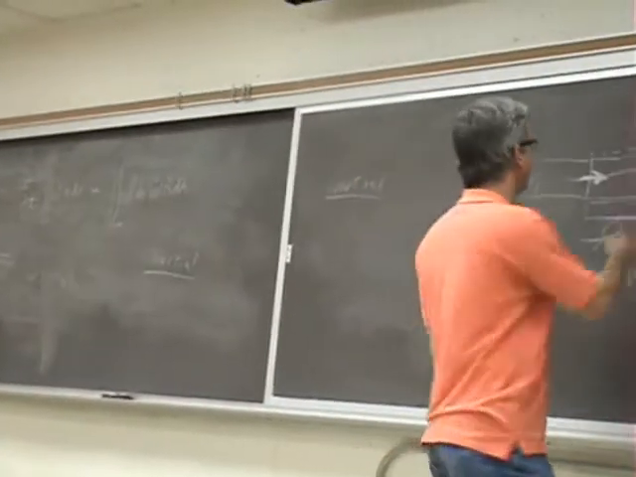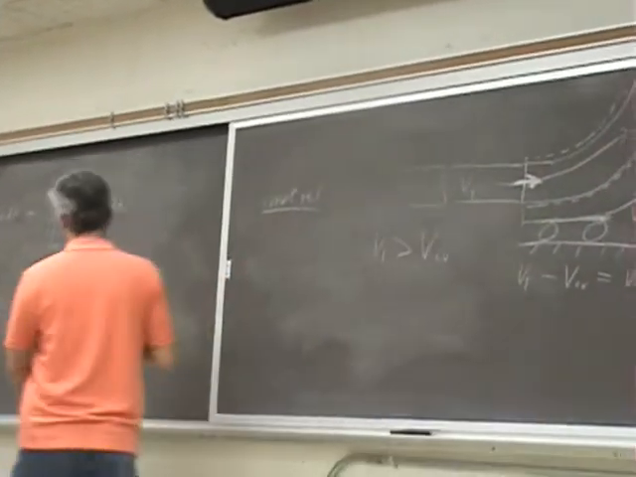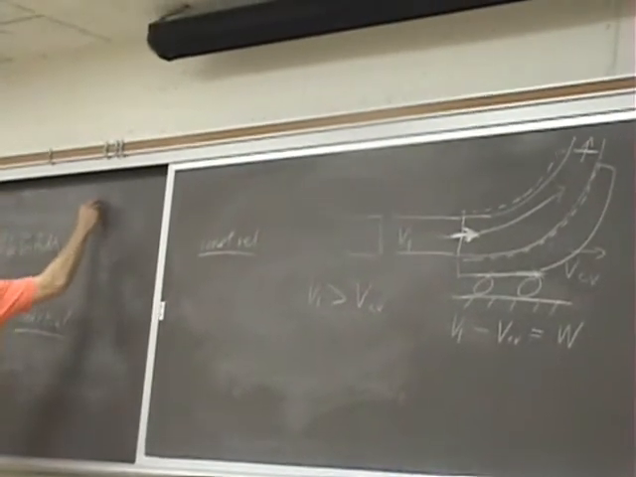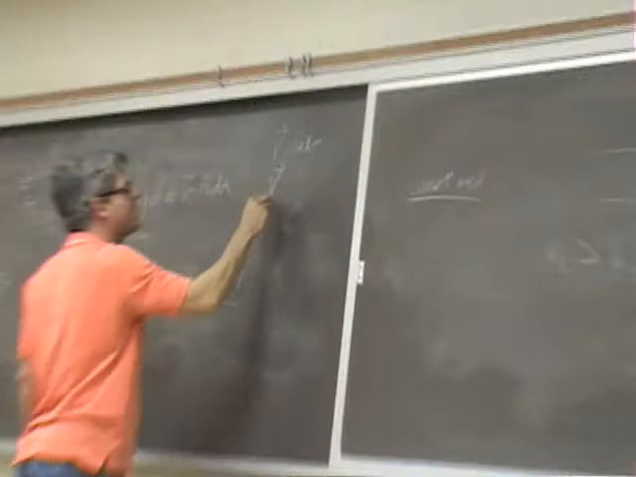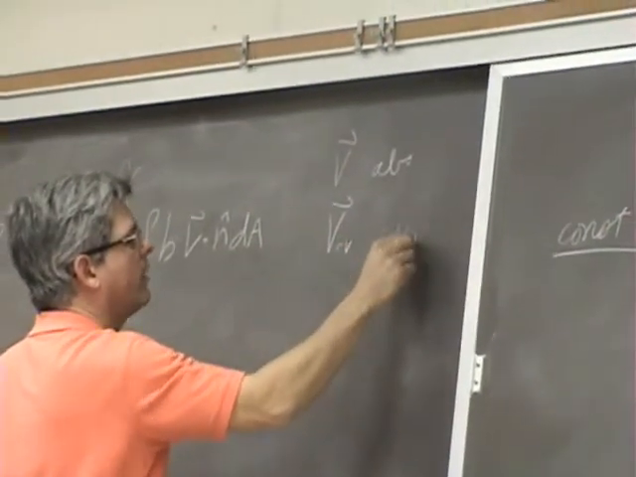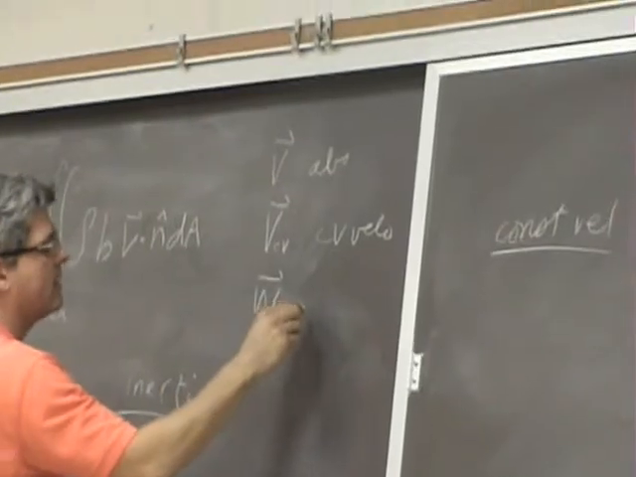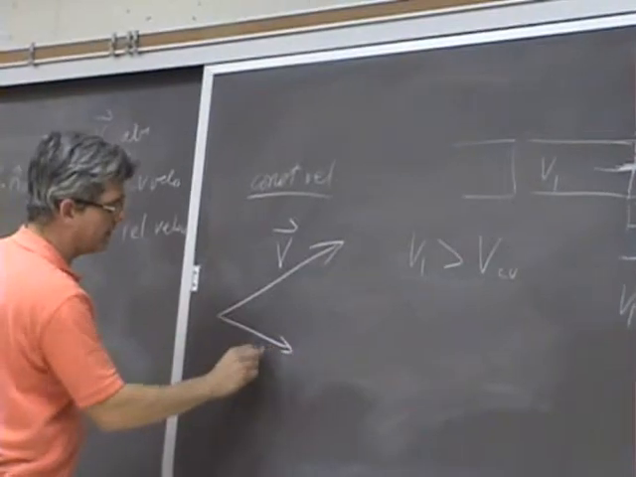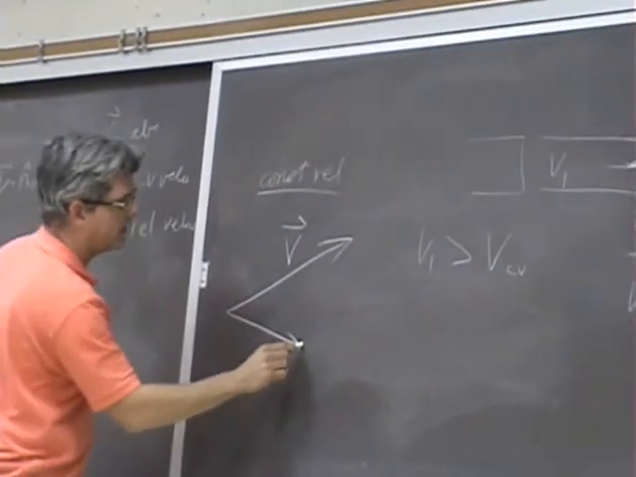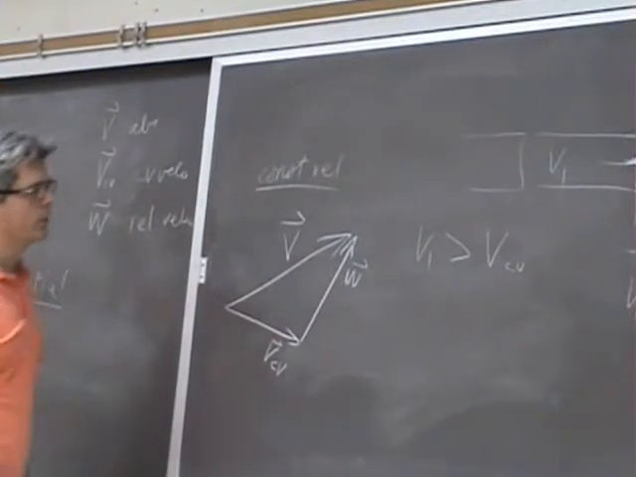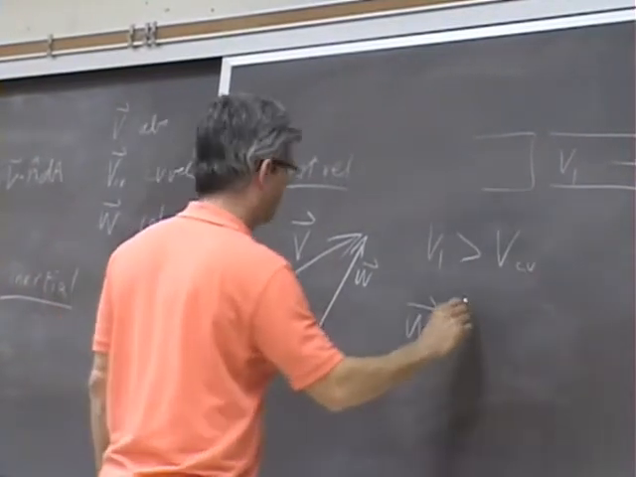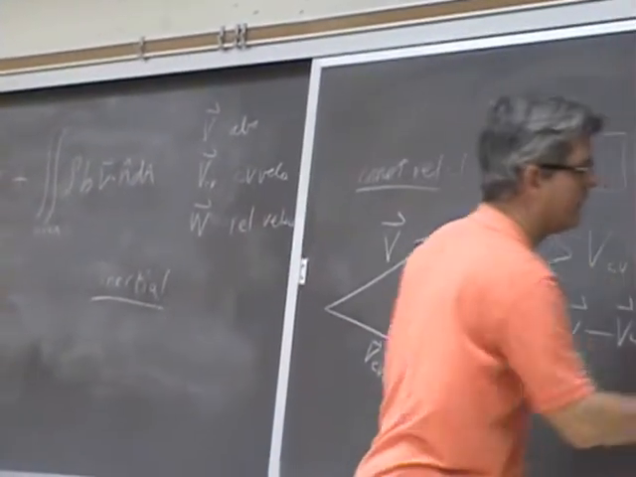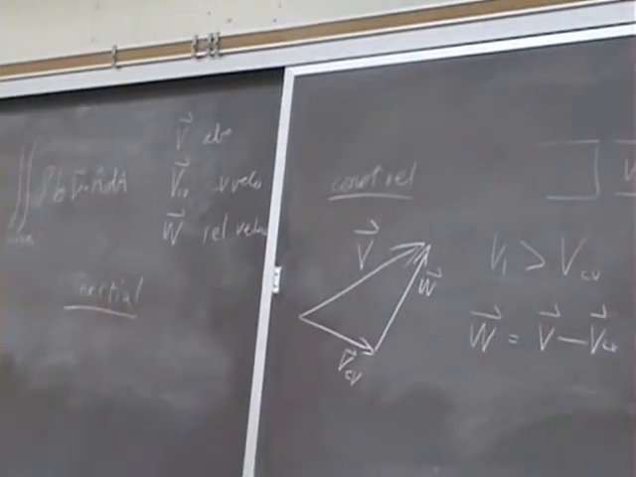There's a simple proof basically. Let's define V as the absolute velocity. Let's define V sub control volume as the control volume velocity, and let's define W as the relative velocity. So the relative velocity is just the absolute velocity minus the control volume velocity. We found that in scalar form, but that's true in vector form as well.